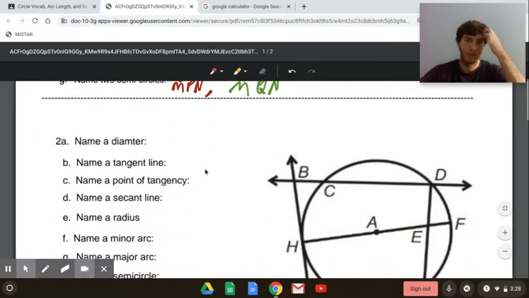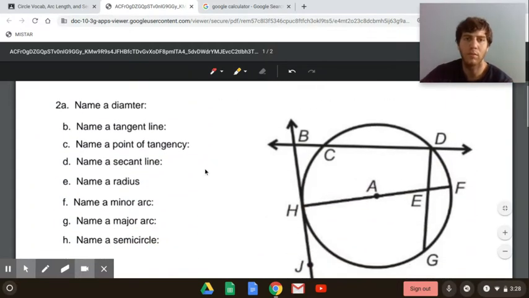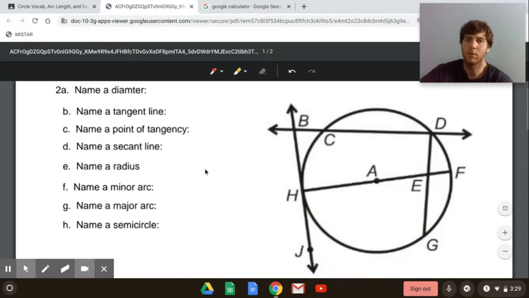So again, diameter, you have a point of tangency. This one has some different things that weren't on the first one, the tangent line and the secant line. The secant line is the line that's going to go through the circle and intersect at 2 points. The tangent line intersects at 1 point. So you're going to have to figure out which one's the secant line, which one's the tangent line. Tangent line intersects at 1 point, so it's going to end up being BJ here or BH.